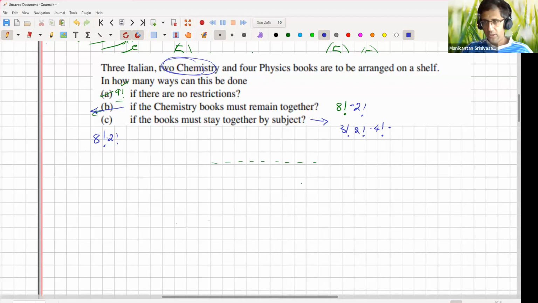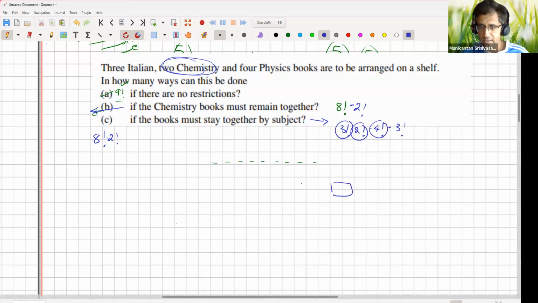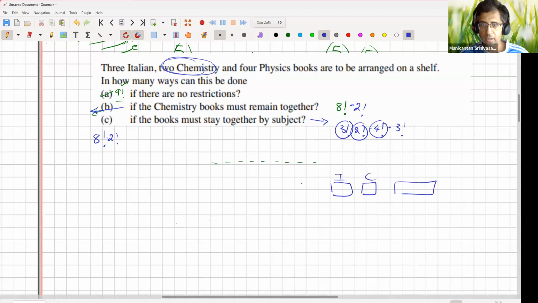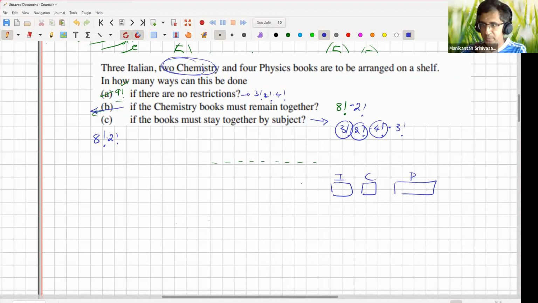Have you decided what to do? Into 3 factorial. Yes, rightly said. So 3 factorial ways of arranging the Italians, 2 factorial of chemistry, and then this. Right now you've arranged them as a block of 3. This is the C block, and this is the P block, and I, C, P themselves can be arranged in 3 factorial ways. Therefore, it is this, correct? And the first answer that Thais gave was if the Italian books must come first, and then the chemistry books, and then the physics books.